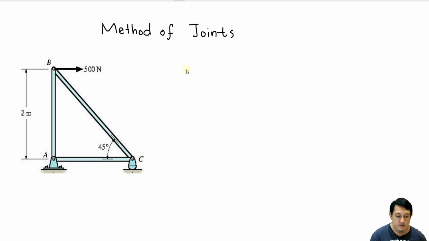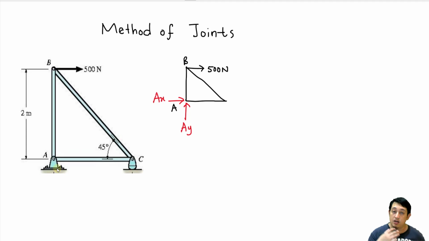So we have a truss like this, and then we have 500 Newton pointing in this direction at B, and then at A we have this one. Refer back to our previous topic about the reaction force. Here at joint A, this joint is fixed to the ground, so we cannot move it in the X direction or in the Y direction. If we cannot move, we have a reaction force. So we do have a reaction force at A in the Y direction, AY, and also in the X direction, AX, because we cannot move it in Y, so we have AY, and we cannot move it in the X direction, so we have AX.